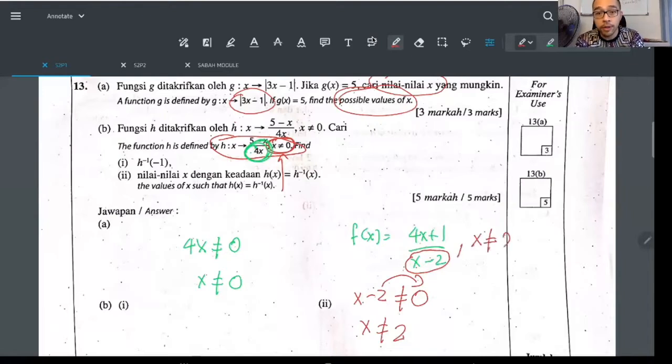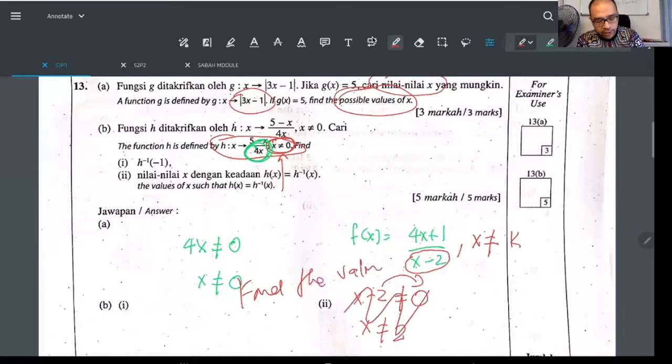This is a very common question. They give it like this. Then they write x cannot be equal to k. And then they will say, find the value of k. And it's a one mark question. So all you have to do, if you want to know how to change this to become this, you just use x minus 2 cannot be equal to 0.